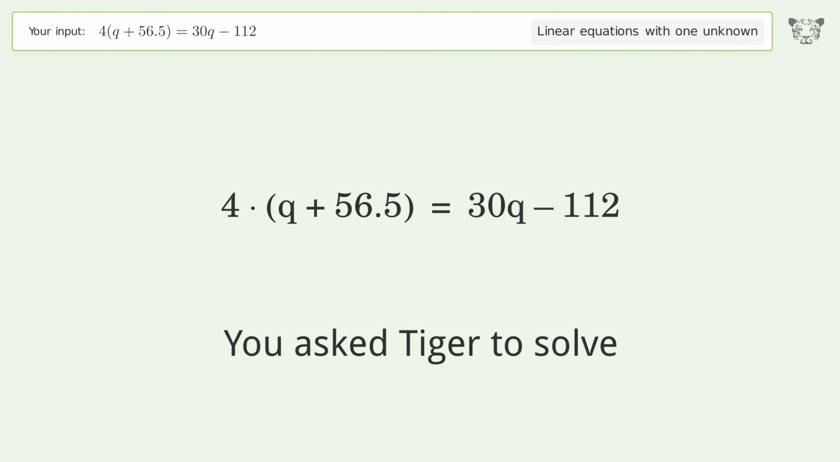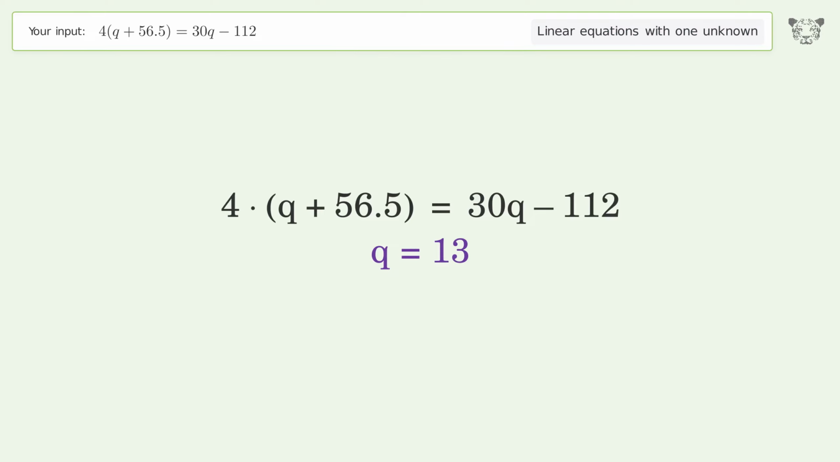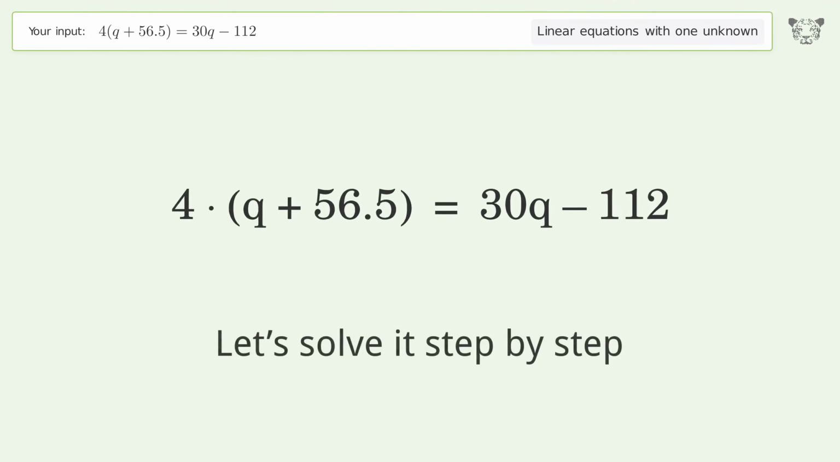You ask Tiger to solve. This deals with linear equations with one unknown. The final result is q equals 13. Let's solve it step by step.